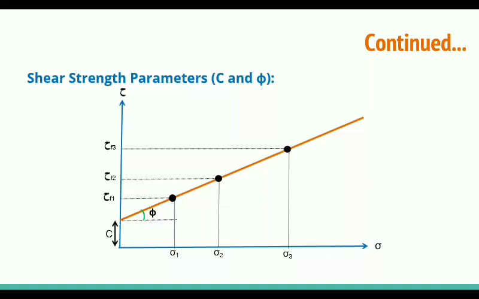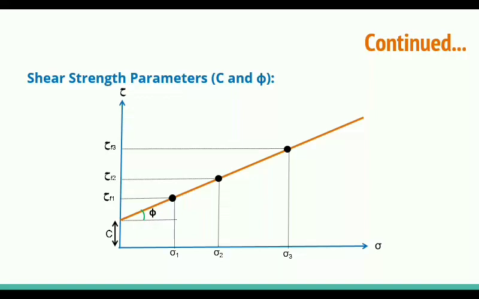I will give some observations, and you can do the calculation, make the same figure, and calculate the C and phi. So this C and phi are the shear strength parameters of a soil. Are you getting my point?